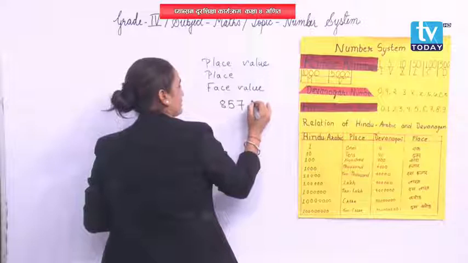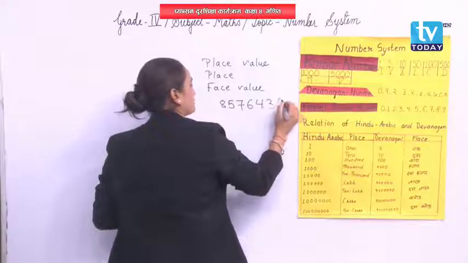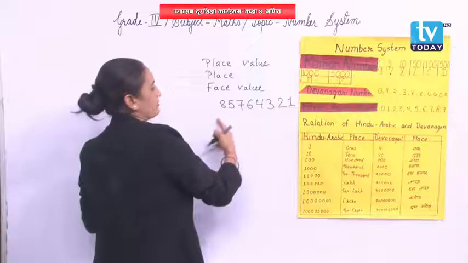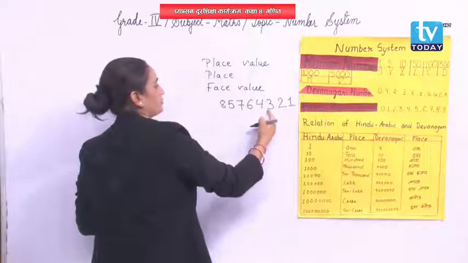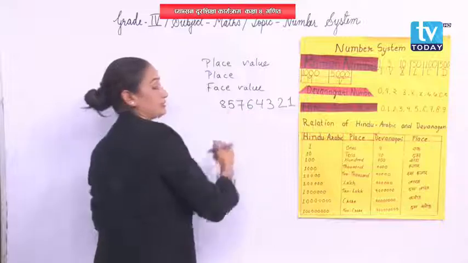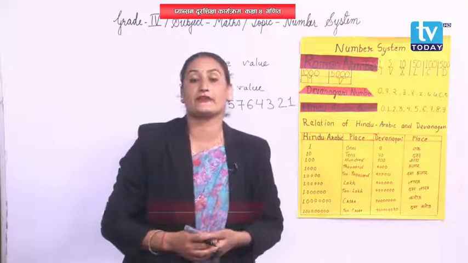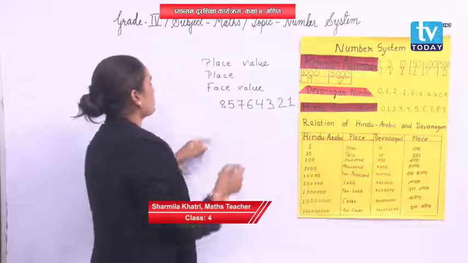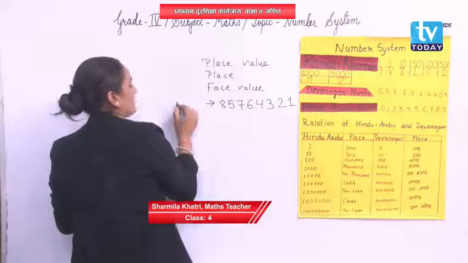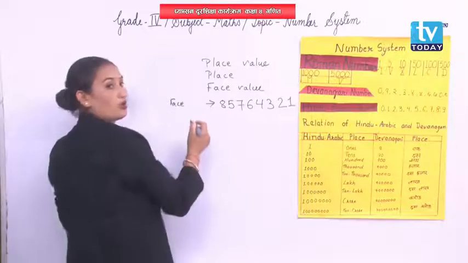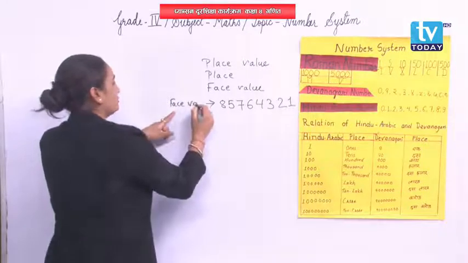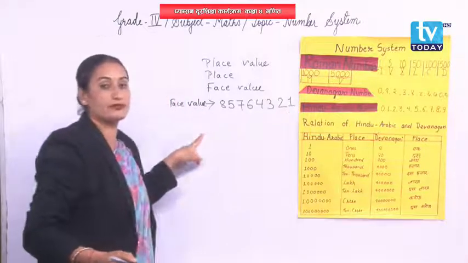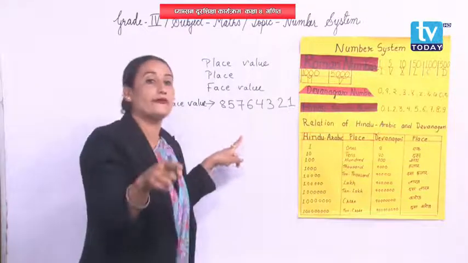For example, I want to give you a question: 8, 5, 7, 6, 4, 3, 2, 1. So I have written different numbers here. See here, 1, 2, 3, 4, 5, 6, 7, 8, 8 digits I have written on my board, right? So here, writing the digit name is known as the face value. The numbers which I have given over here, we call a face value.